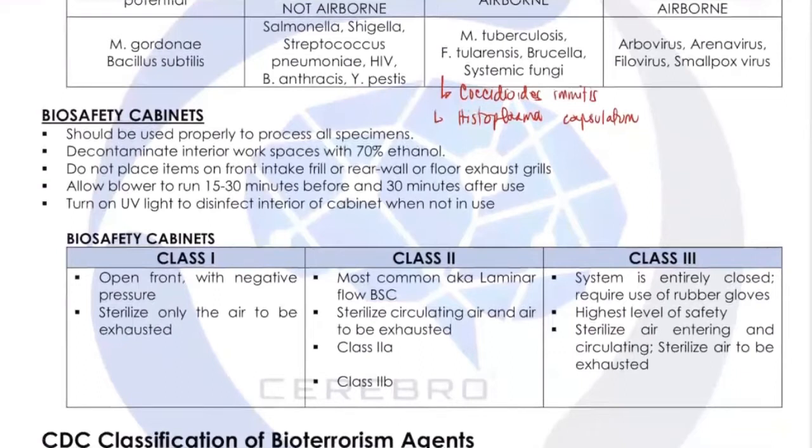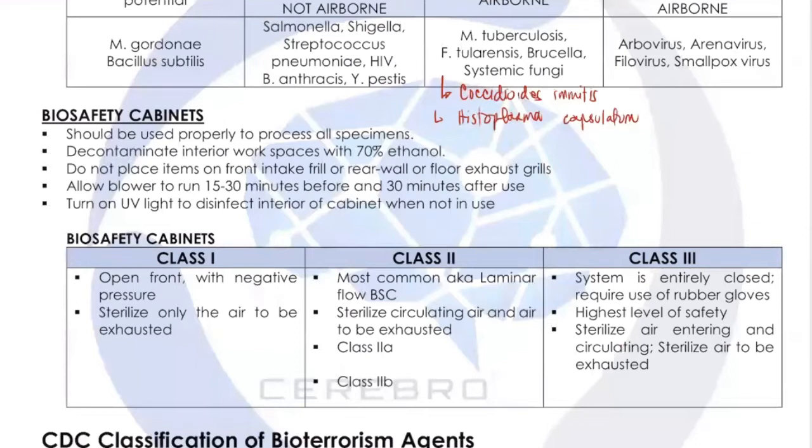We decontaminate interior workspaces with the use of 70% ethanol. Do not place items on the front intake grill or the rear wall or floor exhaust grills, kung saan lumalabas yung hangin or kung saan lumalabas-pasok yung hangin. Hindi tayo pwedeng maglagay ng items doon. Okay? So allow the blower to run 15 to 30 minutes before and 30 minutes after the use, and turn on UV light to disinfect interior of cabinet when not in use.